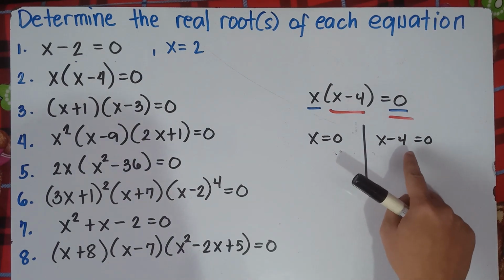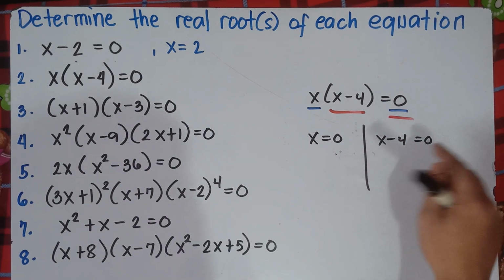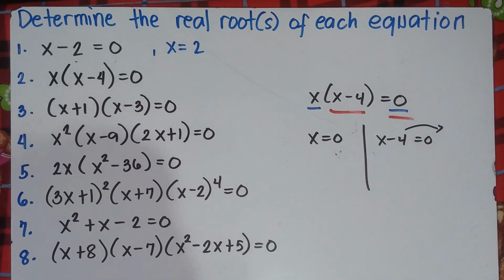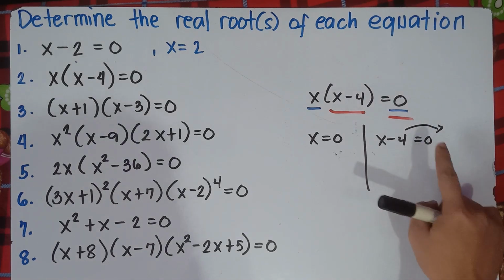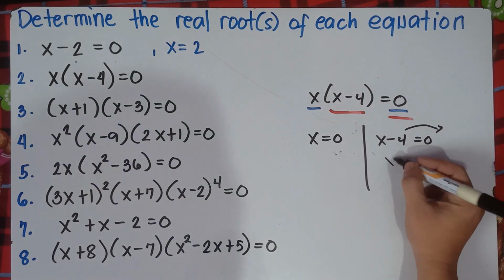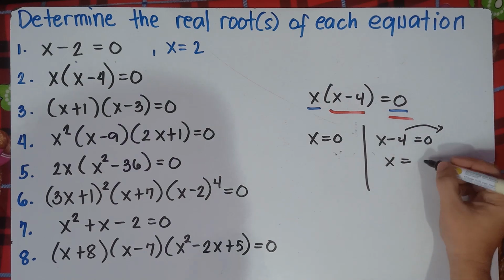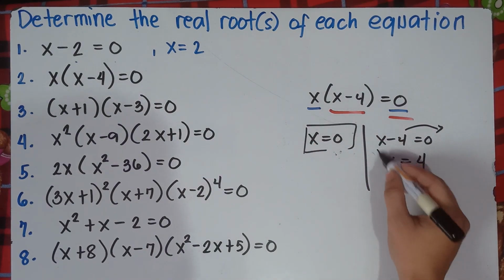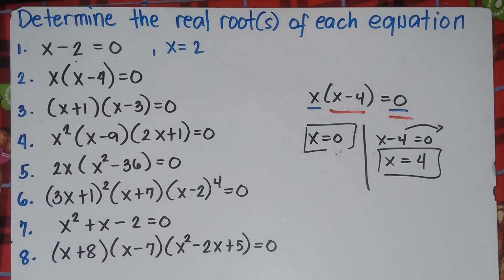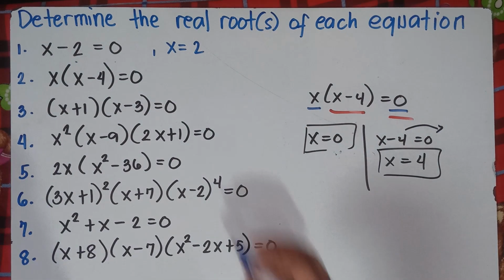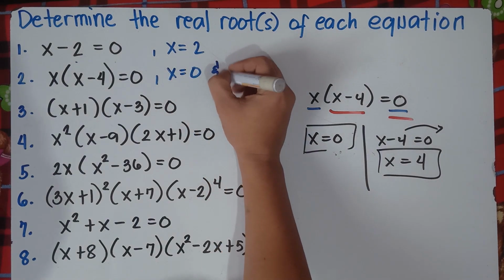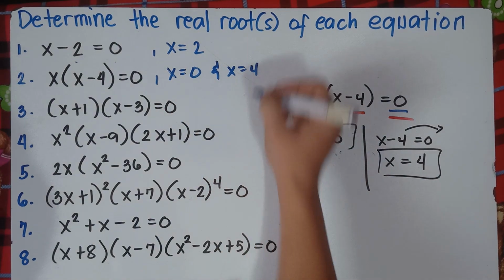To get the value of x, just simply transfer this negative 4 from left to right, and do not forget to change the sign, class. Once you transfer across the equal sign, you always change the sign. So x equals positive 4. That's your answer, class: x equals 0 and x equals positive 4. Easy, right?